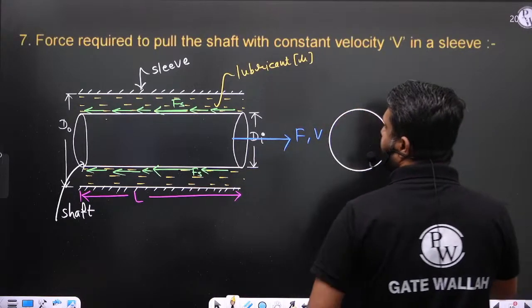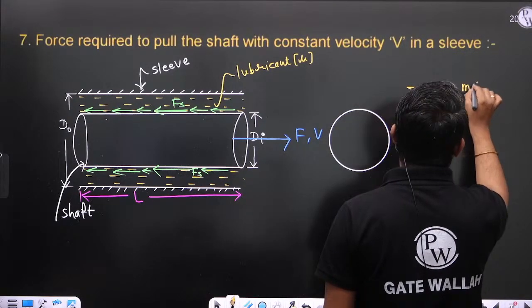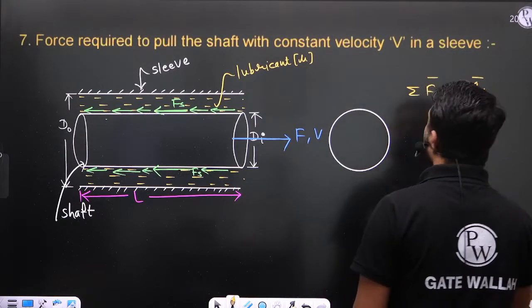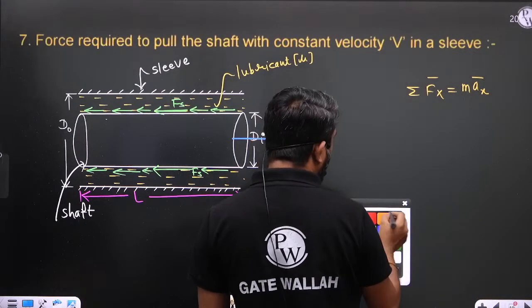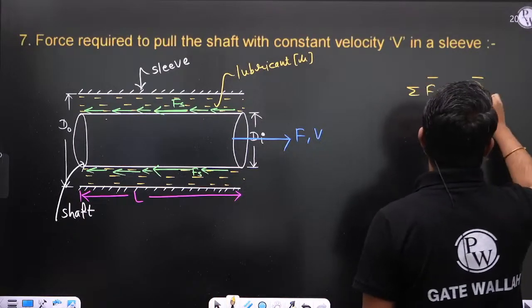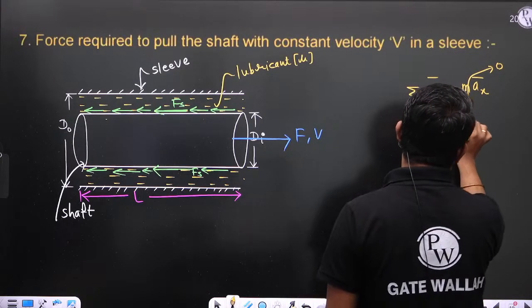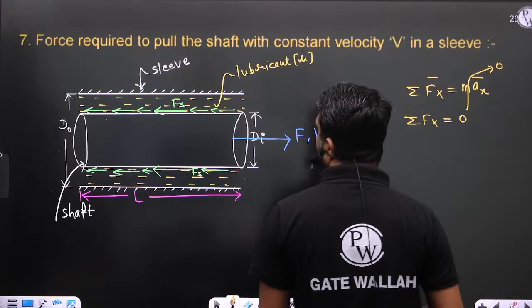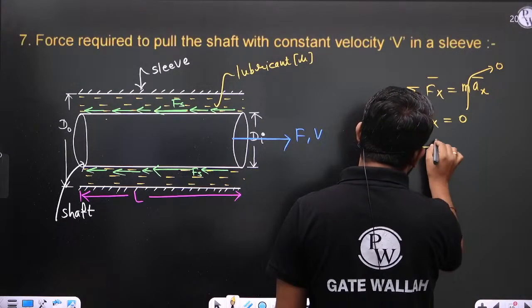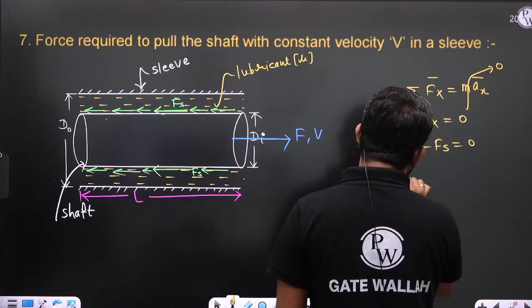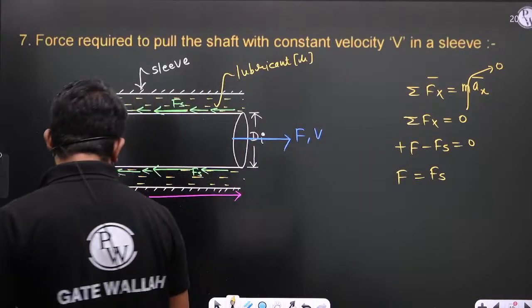Okay. Now see. If you write the equation of motion, summation Fx is equal to m a x. Now, constant velocity means acceleration is 0, so simply we can write summation Fx equal to 0. So we can write plus F minus shear force Fs is equal to 0. So simply F is equal to Fs. Now find out the Fs.